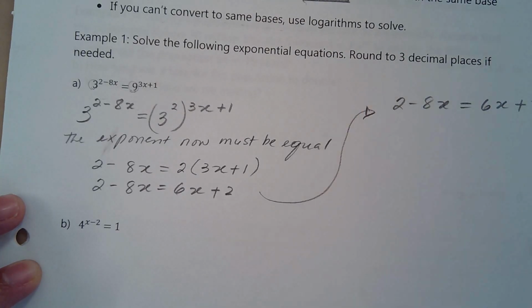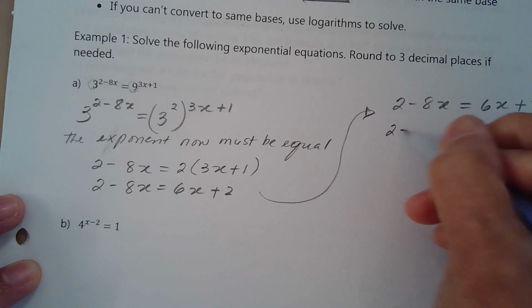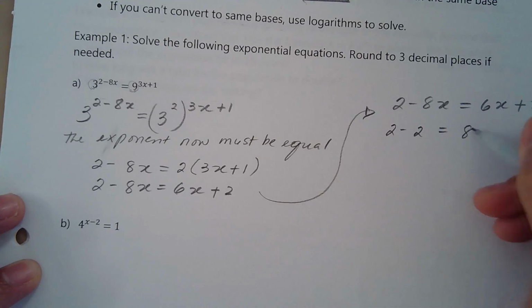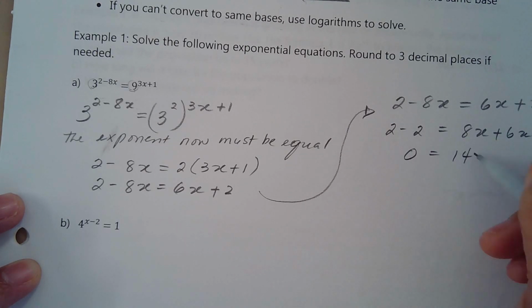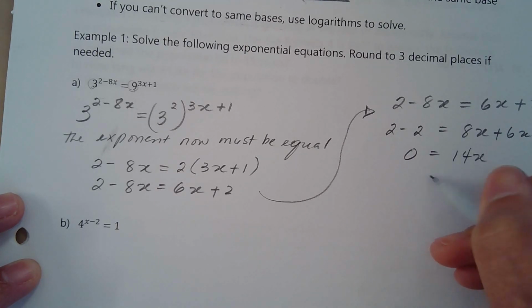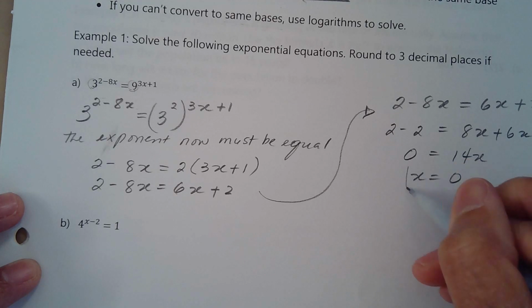I bring the 2 over to the other side. That becomes 2 minus 2 equals 8x plus 6x. 0 equals 14x. Therefore, x must be equal to 0.